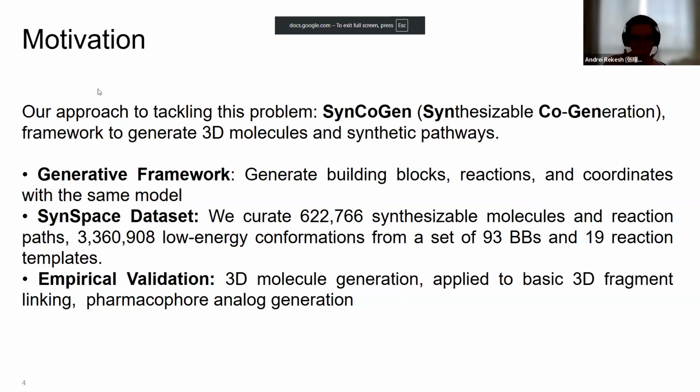Okay, so in order to do this, of course, we had to curate a new data set. We provide a set of around 600,000 molecules and reaction pathways and around 3.4 million low energy conformers from a relatively small set of 93 building blocks and 19 reaction templates. We generate these molecule sets combinatorially, and we do 3 to 5 building blocks per molecule. And with our trained model, we're able to use it for a bunch of cool tasks like unconditional 3D molecule generation, and also fragment linking and pharmacophore analog generation.